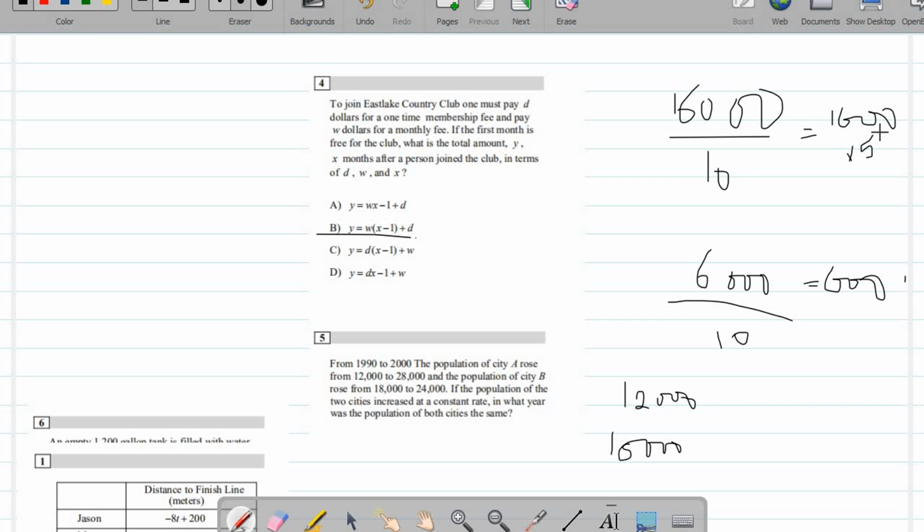So you try 6 times 1,600, you have 9,600. Multiply 6 by this, and then add them to their respective numbers. So if you add the first one, 9,600 plus 12,000 will give you 21,600. You do 600 times 6, and it gave you 3,600. Add that to 18,000, and you'll be having 21,600.